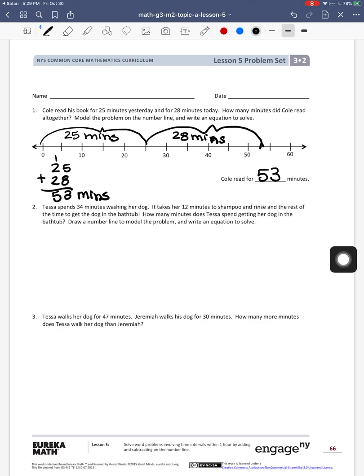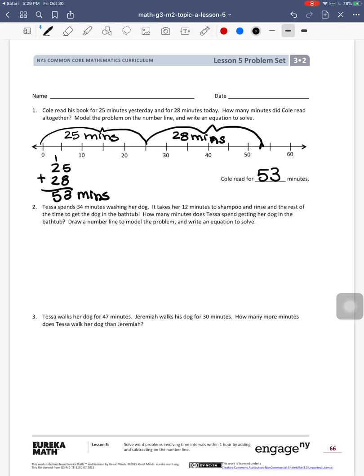Number 2. Tessa spends 34 minutes washing her dog. It takes her 12 minutes to shampoo and rinse, the rest of the time to get the dog in the bathtub. How many minutes does Tessa spend getting her dog in the bathtub? Draw a line to model the problem and then write an equation to solve.